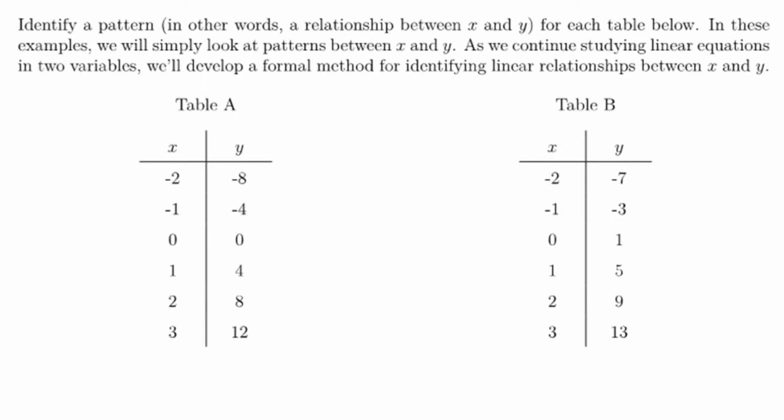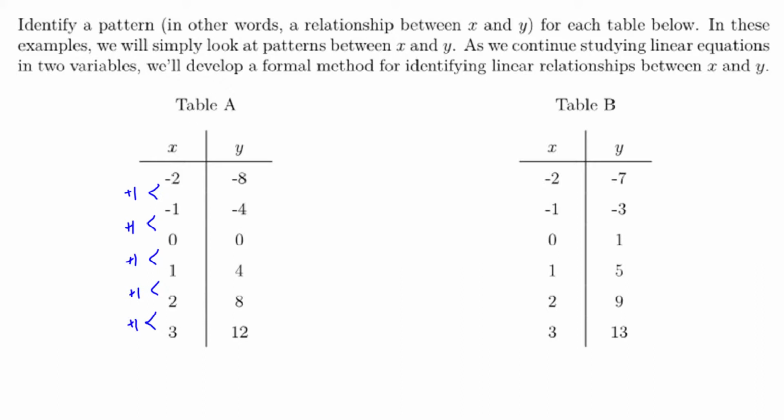So I have the first two tables shown here. We have table A and table B. Let's look at table A, and I have two columns, one labeled with x and one labeled with y. And in the x column, I see that I have -2, -1, 0, 1, 2, and 3. So these are each going up by 1 unit, and they're going up consistently. They all go up by 1. So I'm going to just note that there's a +1 as I move from one x value to the next.